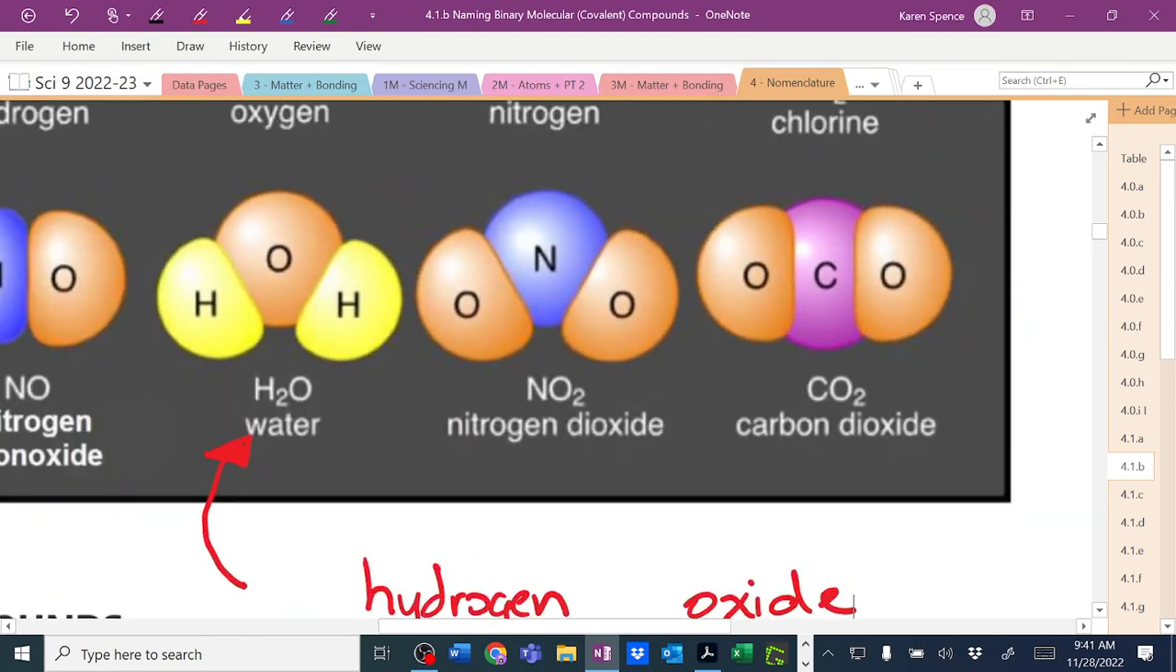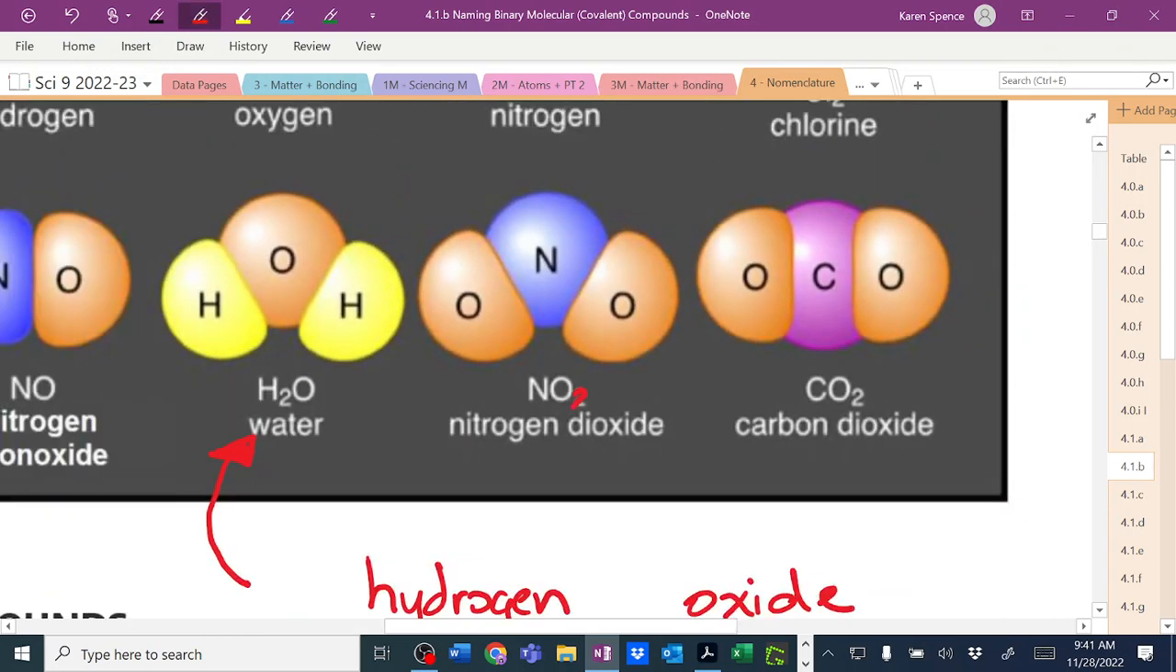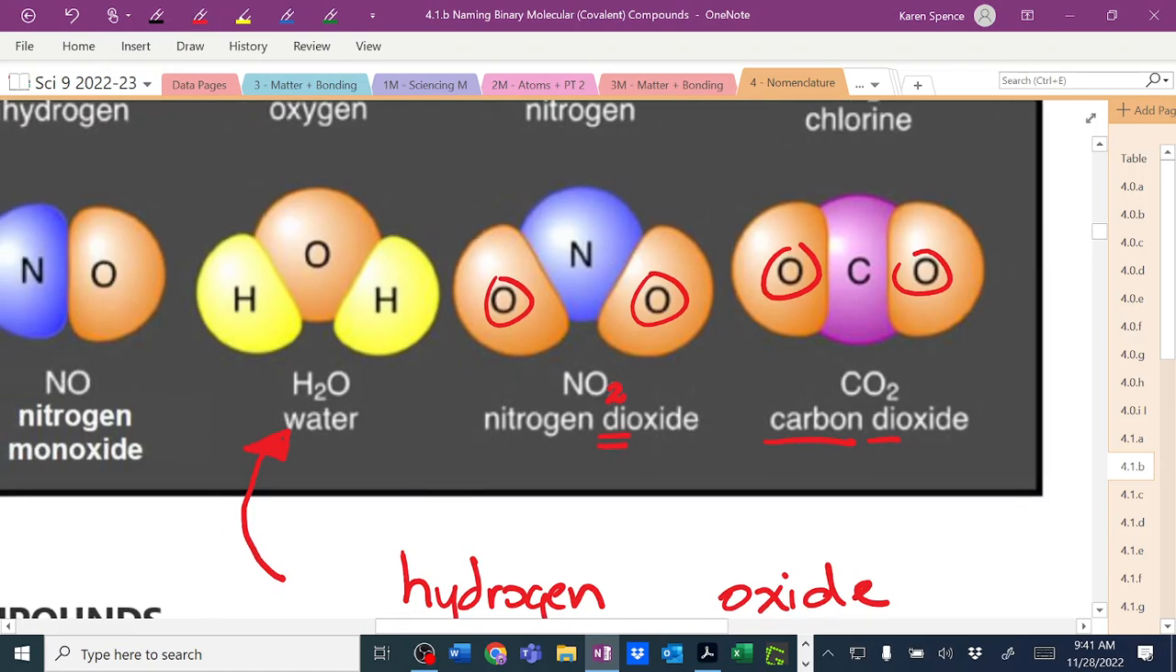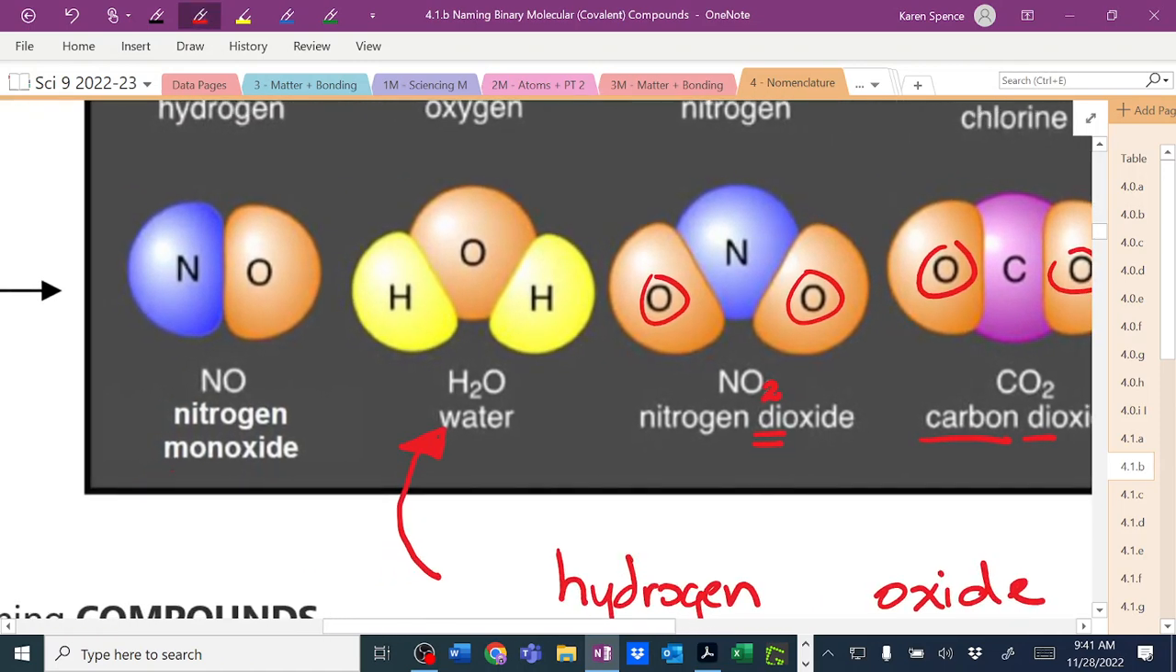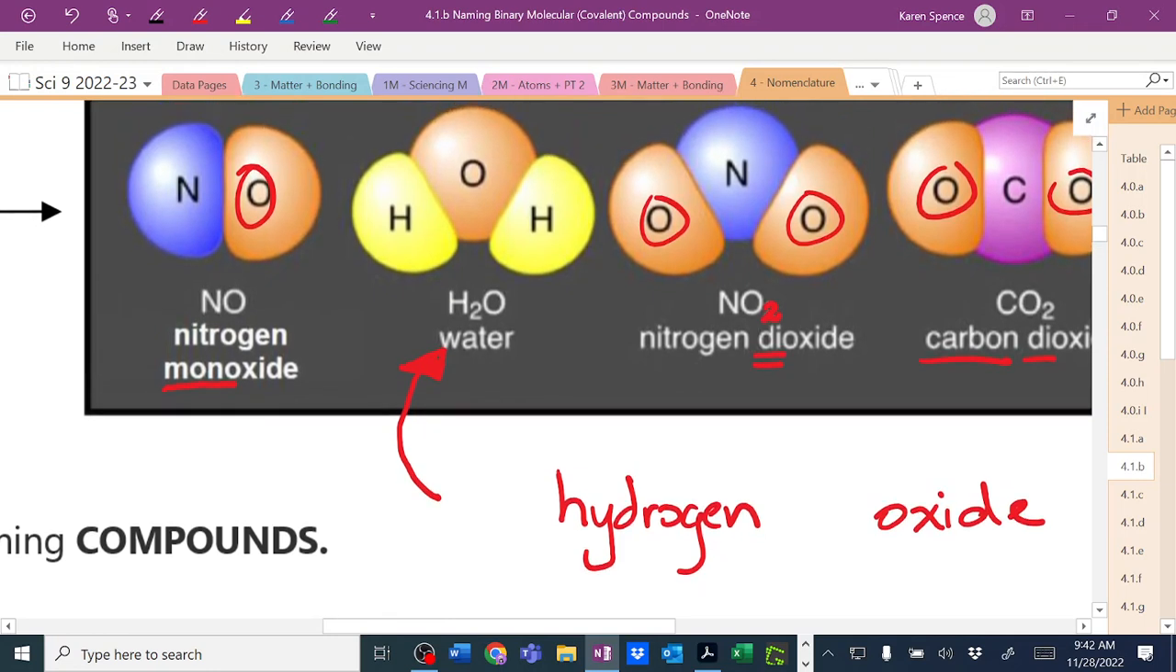We have NO2. So that's nitrogen dioxide, and the di tells us that there are two O's. We have carbon dioxide. The di tells us that there are two O's. And we have nitrogen monoxide, which tells us that there is one oxygen. What could we name water if we weren't going to name it water? Tell your partner what you think.